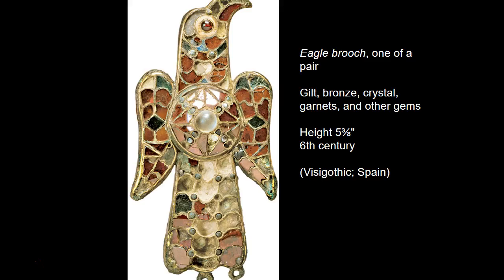Here's another example. This is a Visigothic example. It's one of a pair. It's the better preserved of the pair. It's a brooch, also a pin. So even though it's figural and it's very artistic, it is still something to be worn. And it is also gilt, that is covered in gold, but it's bronze, so slightly less fancy, with lots of crystals and garnets and other kinds of gemstones. You can see that these are pretty big. This is about 5.5 inches tall, a pretty big brooch.